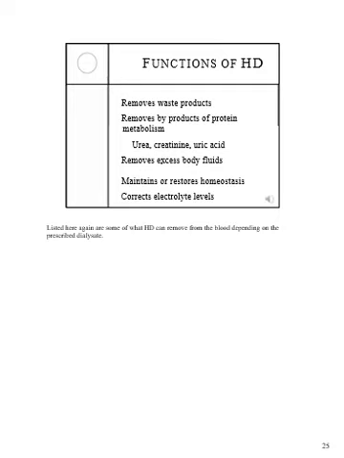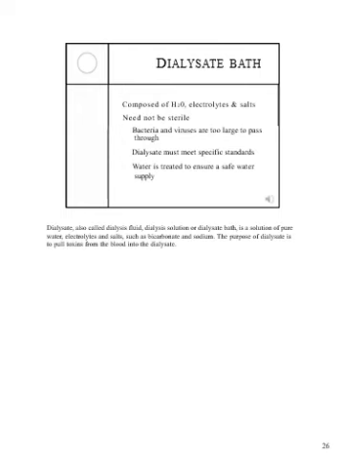Listed here again are some of what hemodialysis can remove from the blood depending on the prescribed dialysate. Dialysate, also called dialysis fluid, dialysis solution, or dialysate bath, is a solution of pure water, electrolytes, and salts such as bicarbonate and sodium. The purpose of dialysate is to pull toxins from the blood into that dialysate.